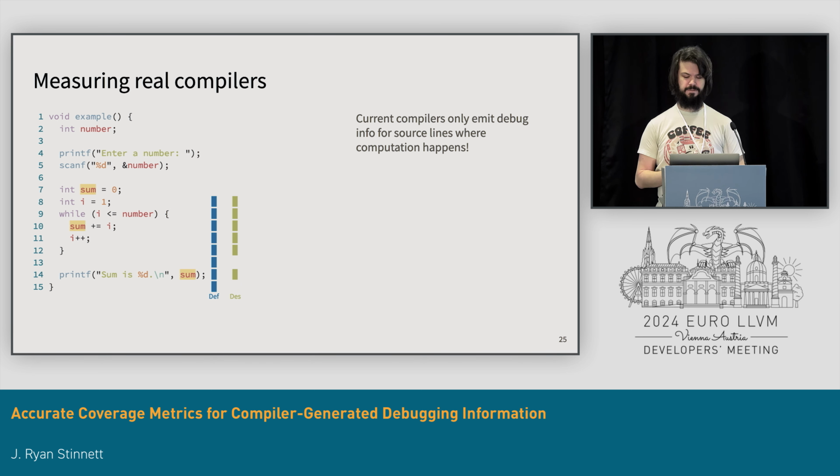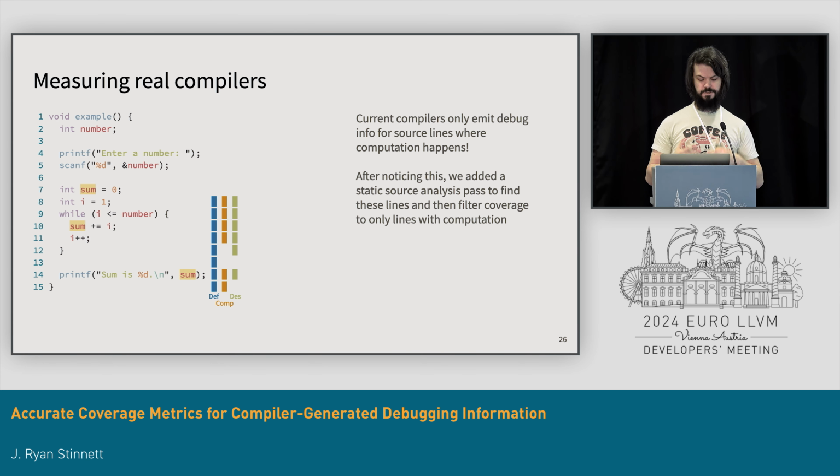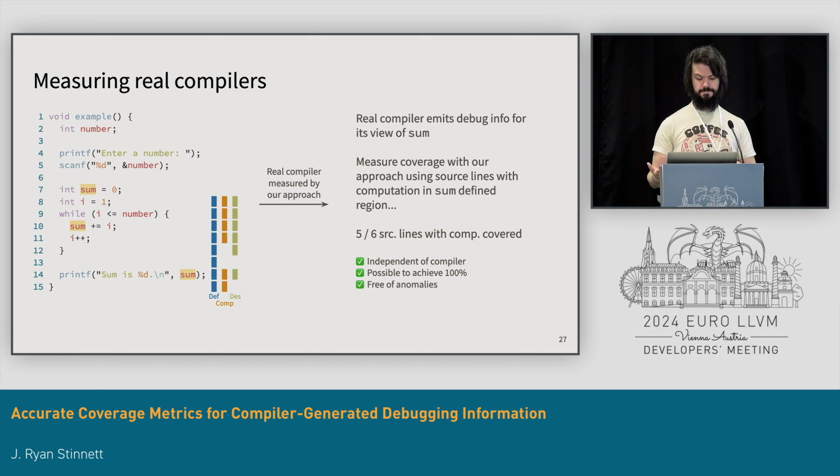Well, we thought about this for a bit and realized that compilers are only emitting debug info for source lines where there's some amount of computation happening. So if we could add essentially a static source analysis pass to find the parts of the source program where there's some amount of computation, we can use that to filter the source lines to only consider ones where there's some computation happening. So if we do that again in this example, there's six lines where there's some computation happening. The compiler described 5 of them, so that gives us 5 out of 6 source lines for this example.